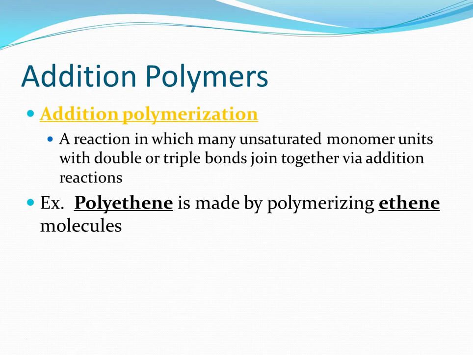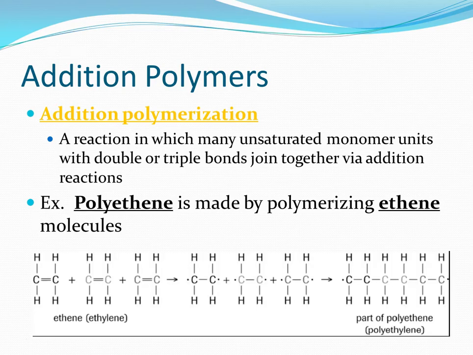Addition polymerization is used to combine monomers that have double or triple bonds. The reaction used is an addition reaction similar to what you have already studied. Here, ethene molecules are combined to create polyethene.